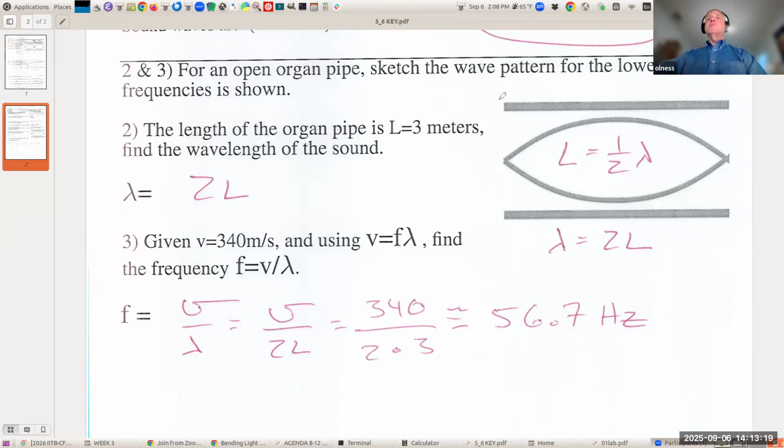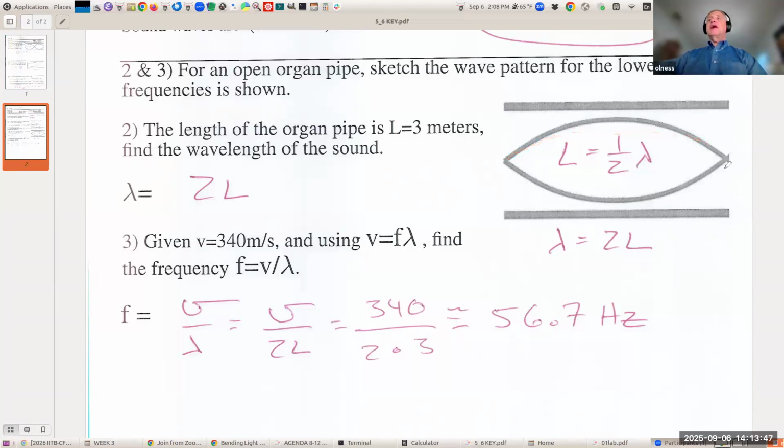So it's an open organ pipe. It's open at this end, it's open at that end. This represents the pressure wave. It's at atmospheric pressure here, atmospheric pressure there. And then this is the lowest frequency or longest wavelength that will fit in there. The key step to all these is figuring out how many wavelengths fit in the pipe.